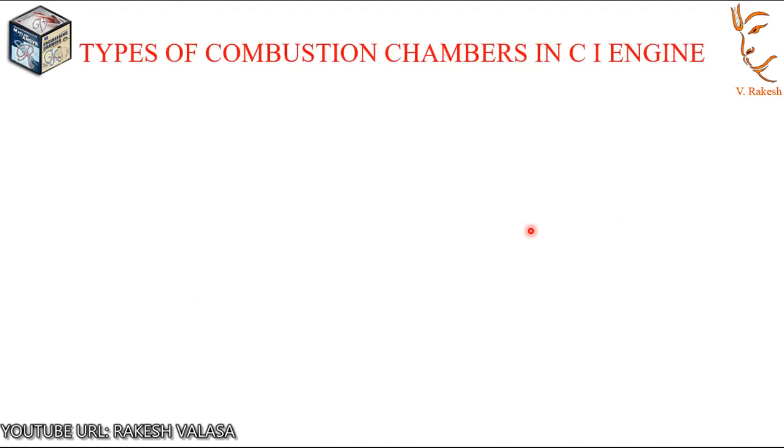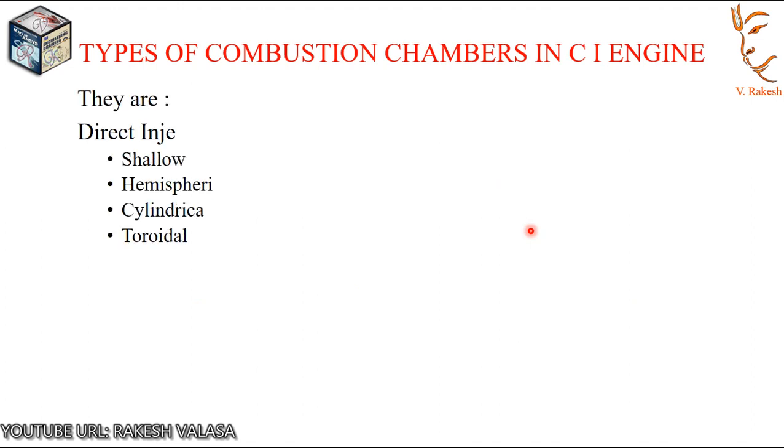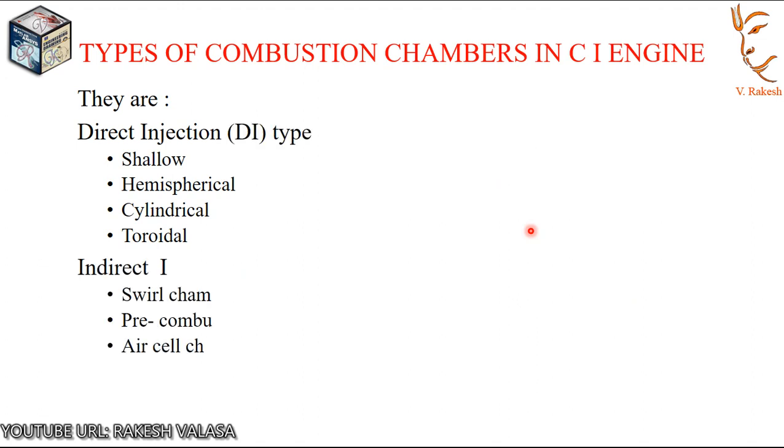Now let us see the types of combustion chambers in CI engine. Basically, they are divided into two types. One is direct injection type, another one is indirect injection type. This direct injection type is again divided into these four types: shallow type, hemispherical type, cylindrical type, toroidal type.